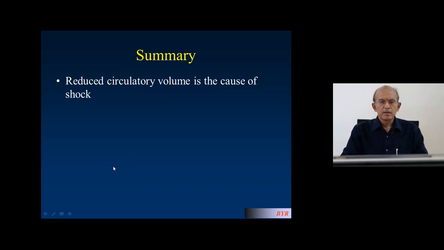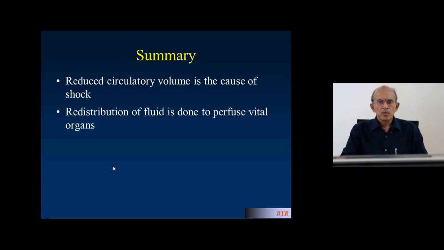Okay, that's fine. So the summary of what I told you in the previous class is: reduced circulatory volume is the cause of the shock. Irrespective of the type of reduction, it can be the blood, only RBC, plasma, or only fluids, whatever it is. If the volume has decreased, then that leads to the shock. So the main feature, what the body does, is redistribution of fluid.